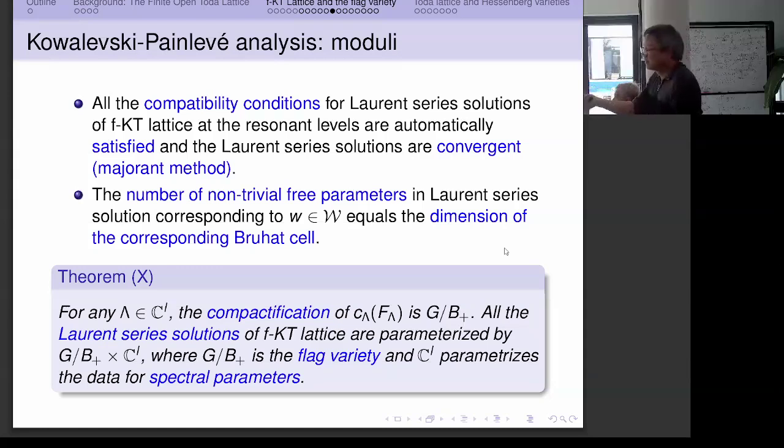So at last, we can identify this. We can compactify this phase space into the flag variety. Okay, so here is the result. It means that for each point of the flag variety, I can give you a solution of the Toda lattice. And conversely, if you give me a solution of the Toda lattice, I can identify a point for you in the flag variety. So this is one-to-one. Any questions?